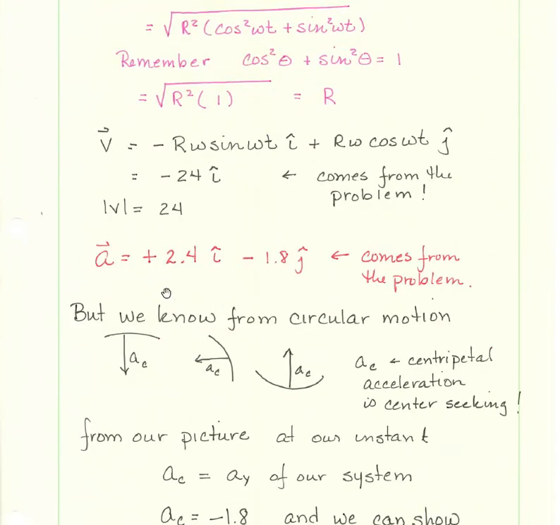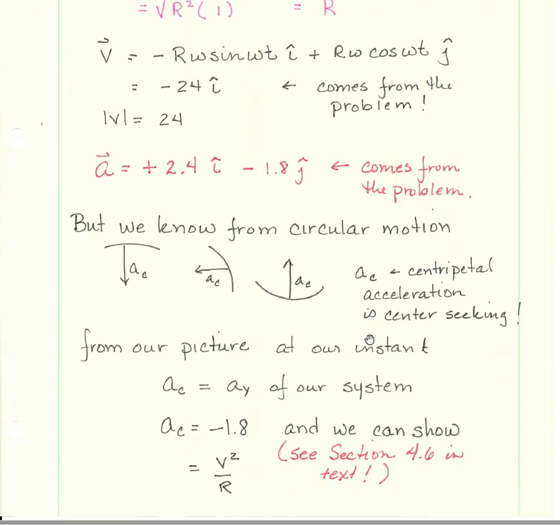But we know that for circular motion, our acceleration is center seeking, and that's centripetal acceleration. In section 4.6, as well as in the lecture, we show that the centripetal acceleration is equal to the velocity squared, and this time we're talking the magnitude of the velocity squared, divided by the radius of the circle. But here for our system, my centripetal acceleration at the instant when I'm at that 24 meters per second going to the west is going to be my a_y.